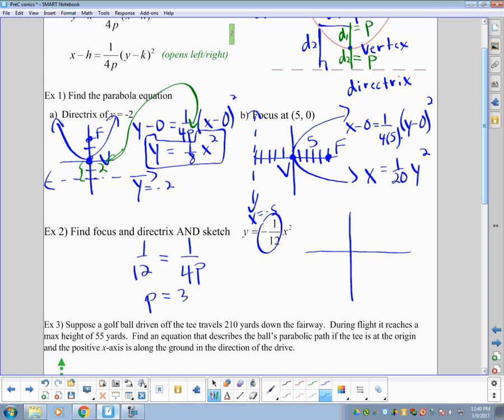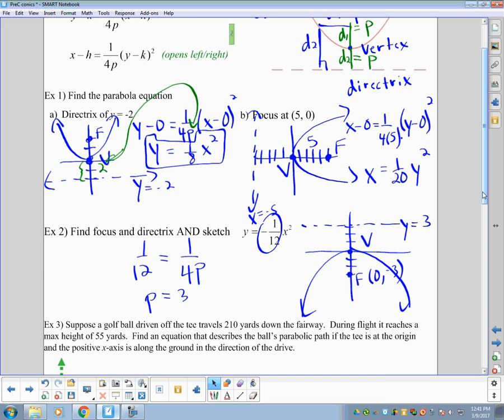Well, p is a distance, so we don't worry about its sign. But what the sign tells me here is that it's opening downward instead of upward. So if my vertex is at the origin, my directrix would have to be up here at y equals 3. That's the directrix. And my focus would have to be down here at 0, -3. So there's a quick sketch.